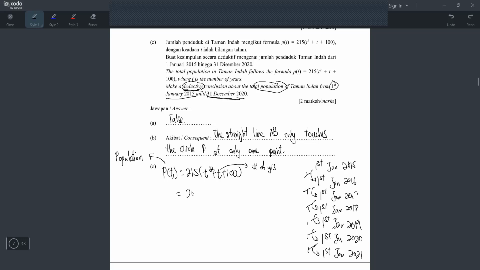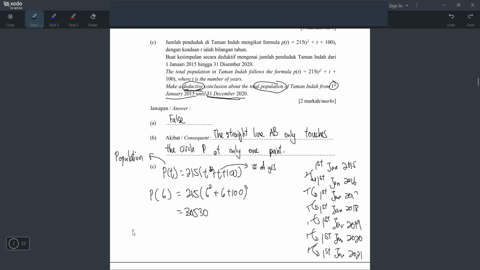So what you ganti? You ganti the T with 6, which is 6 squared here, plus T is 6, plus 100, right? So that would be your P6. It means this T also you ganti with 6, and then the T belakang also you ganti with 6. Now I think you can use your calculator, but remember to press inside the bracket first. So what is 6 squared? 36. 36 plus 106 equal dulu, and then baru answer darab 215. Okay, the answer is 30530. This is the population. Okay, 30530.